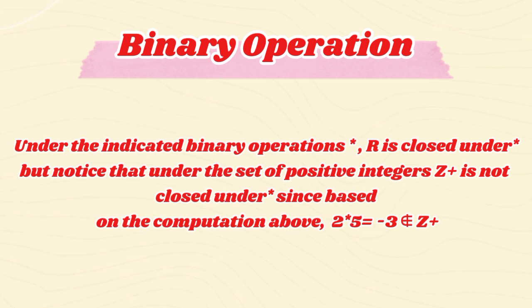Under the indicated binary operation, D is closed under it. But notice that for the set of positive integers, Z positive, it is not closed under it, since based on the computation above, 2 times 5 equals negative 3, which is not an element of Z positive.